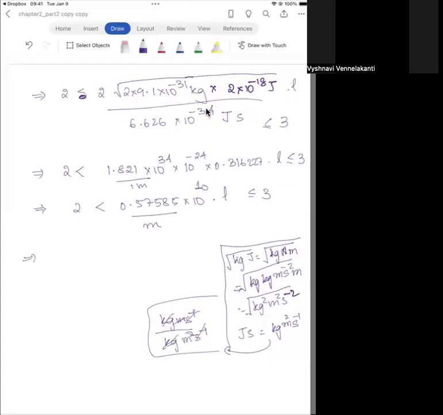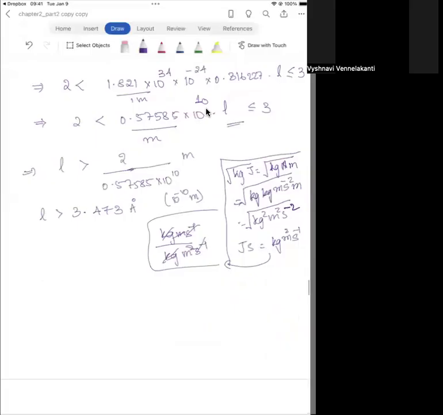So in this case, your length is going to be greater than 3.473 angstroms, which is 10 to the power minus 10 meters.